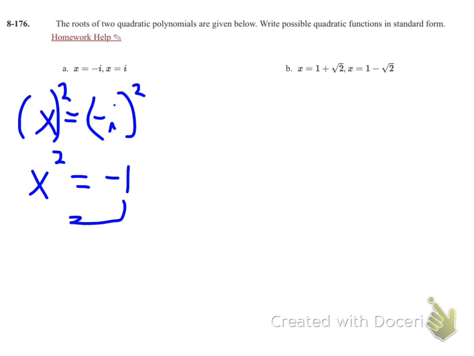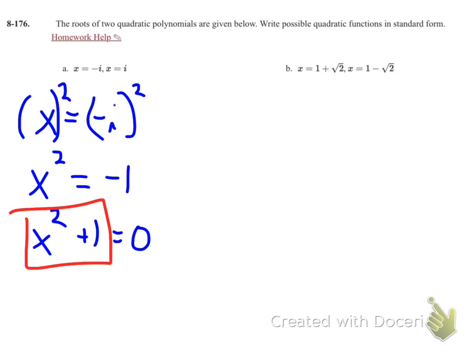From here, I'm going to move the 1 to the other side, so I get x squared plus 1 equals 0. This is now my quadratic. I just switch that 0 into a y, so I get y equals x squared plus 1.